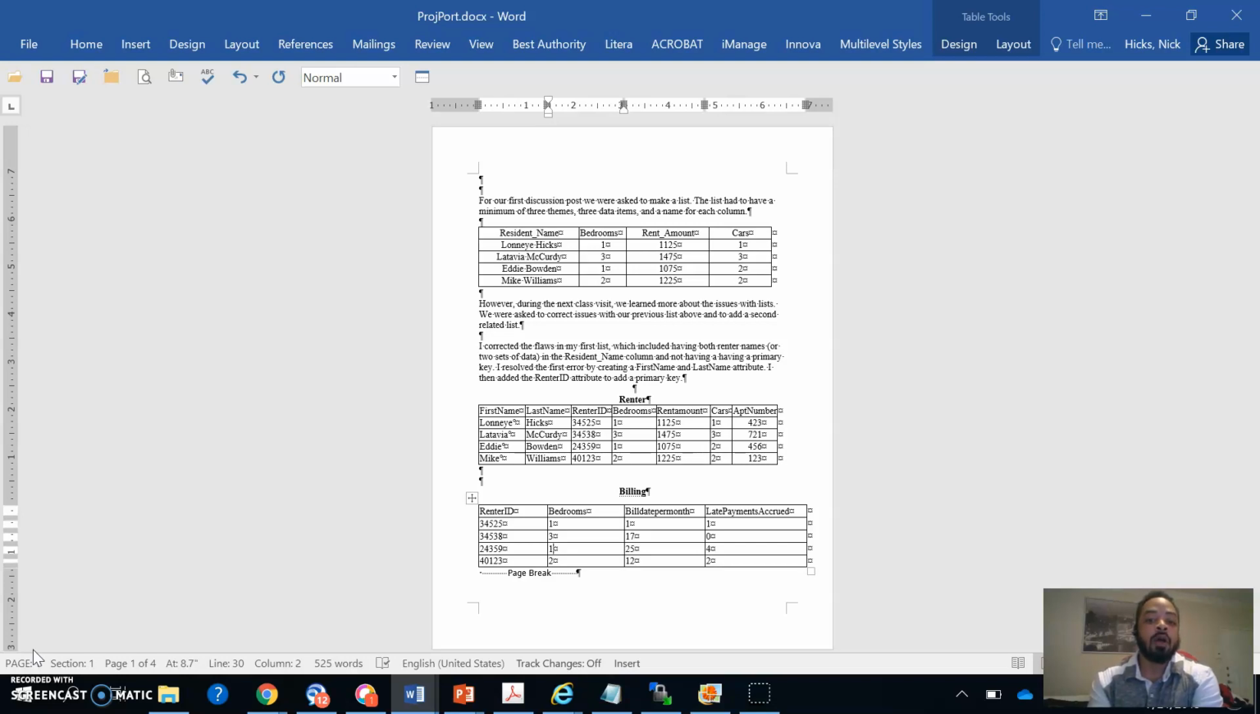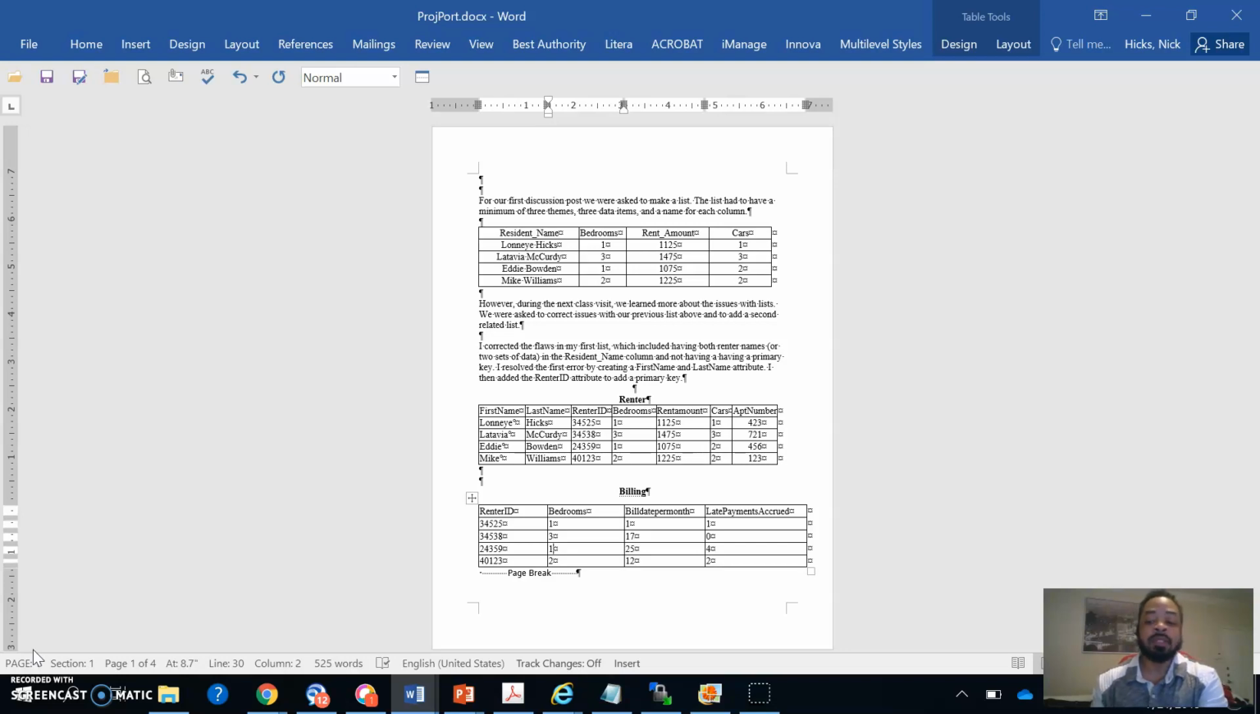I corrected the flaws in my first list, which included having both renter names, because it's 2 different sets of data, the first and last name, and I broke those up into 2 different columns. I also added the primary key for renter ID, which we had learned about. It seemed very useful. And I also added the apartment number column for the sake of this project. It wasn't in my discussion post for correcting it, but as I went through it, I saw that apartment number did seem like a pretty necessary thing to have in a viable renters table.